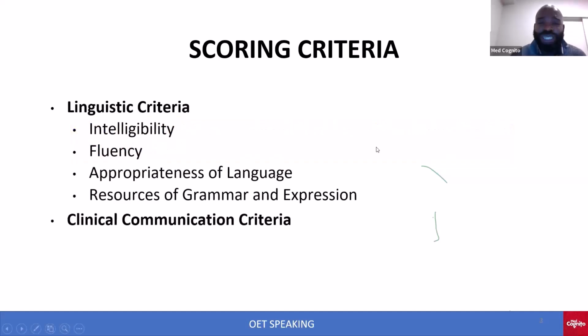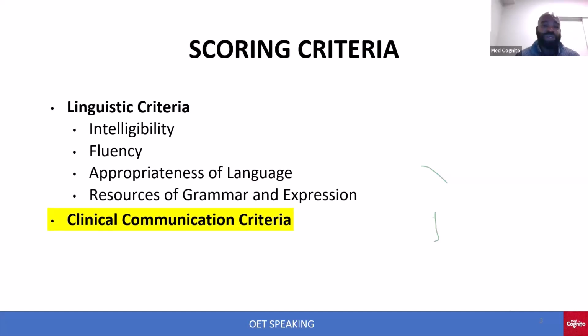And so we'll jump straight into it today. There are two main criteria. The first is the linguistic criteria, and under that, you have a number of points: the intelligibility of your speech, the fluency of your speech, how appropriate your language is for the context, and finally, the resources of grammar and expression that you are implementing as you are speaking. And under the second broad criteria, we have the clinical communication criteria.